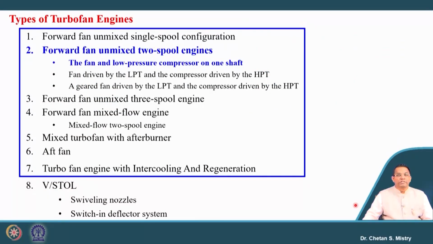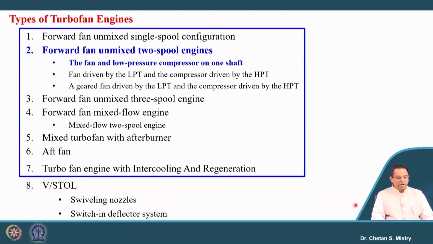We have started discussing the turbofan engine configuration. In the last lecture, we were discussing the forward fan unmixed two spool engine configuration, in which the fan and low pressure compressor are on one shaft. And we discussed an important process, what we mean by bleeding of the air. Then we discussed how to do the calculation for the cycle parameters and for the performance parameters for such an engine configuration.